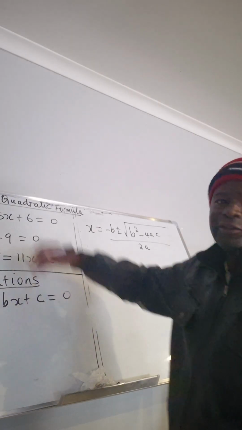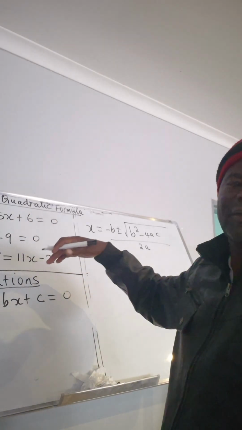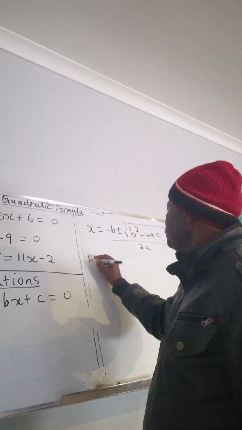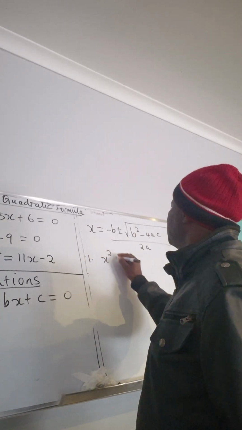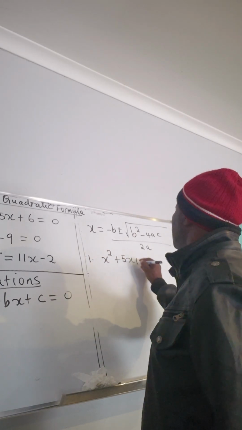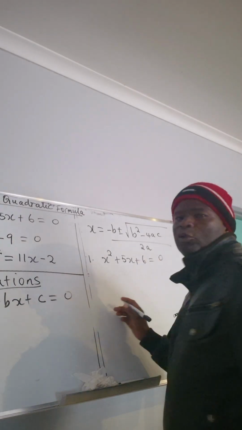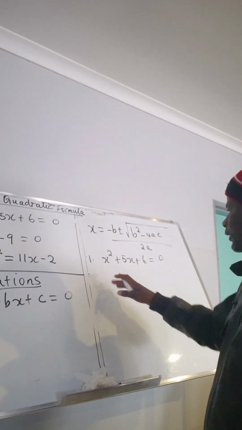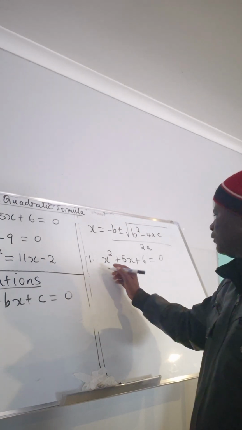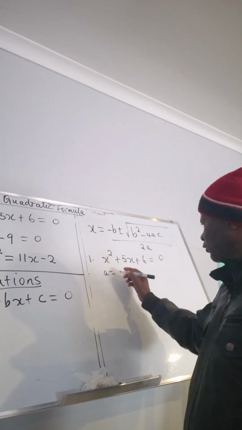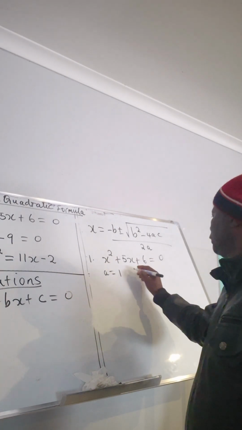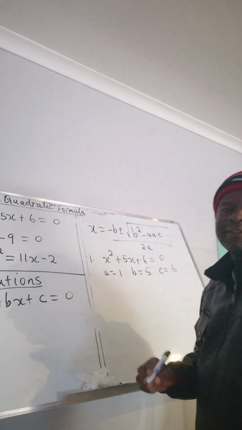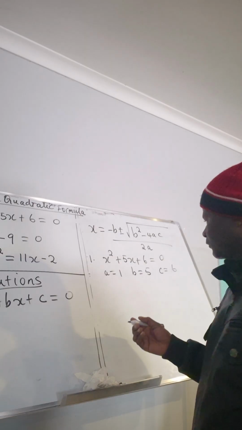So now, with these three examples, number one: x squared plus 5x plus 6 equal to 0. Solve for x by the quadratic formula. Our a, you first identify your a is equal to the coefficient of x squared, which is 1. Your b is 5. Your c is the constant, which is 6.